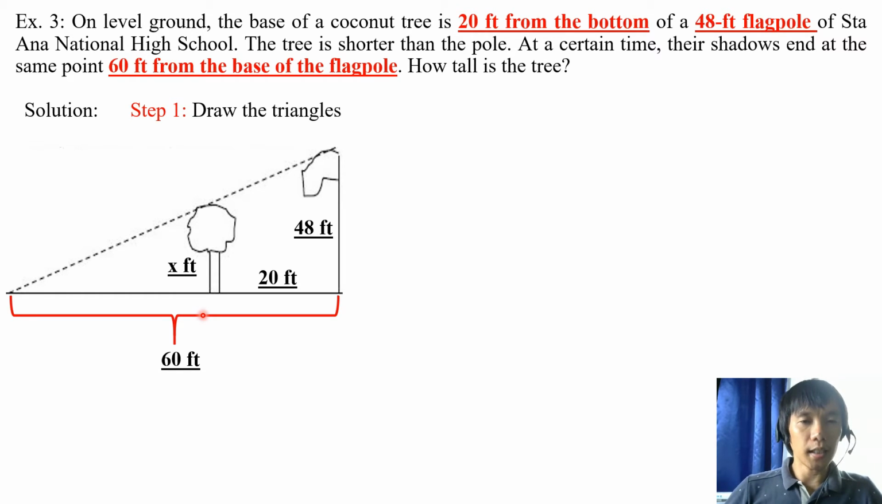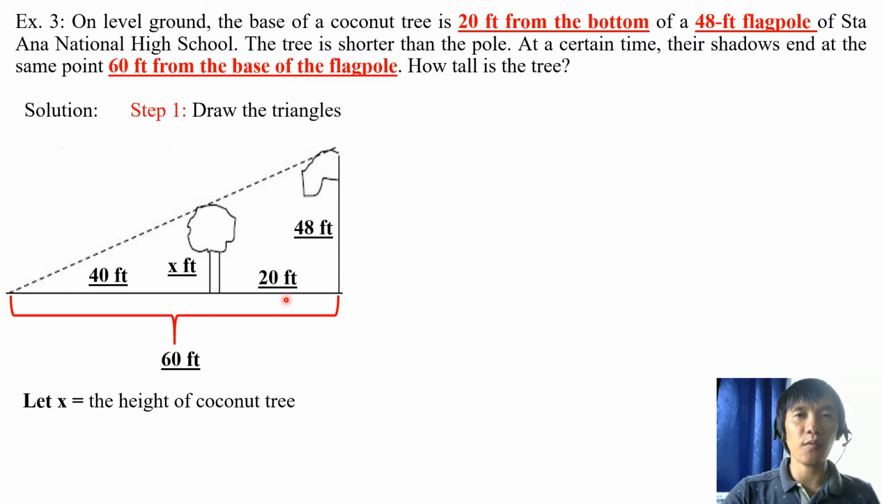Now, the question is, what is the distance from this point up to this point? It is very simple. Take note, from this end to this end is 60. And from the coconut tree to your flagpole, that is 20 feet. So if you subtract 20 from 60, it will be 40 feet.